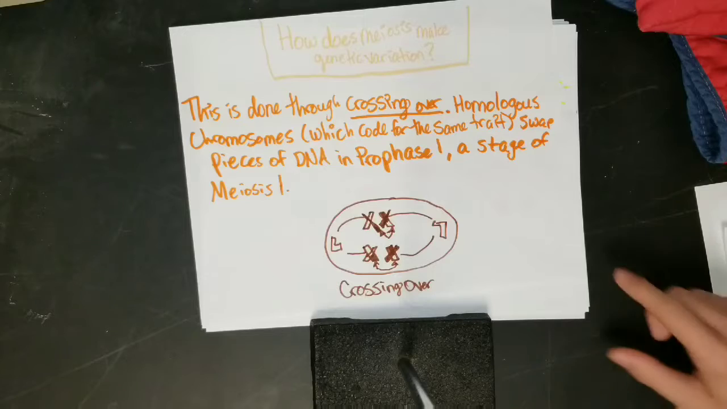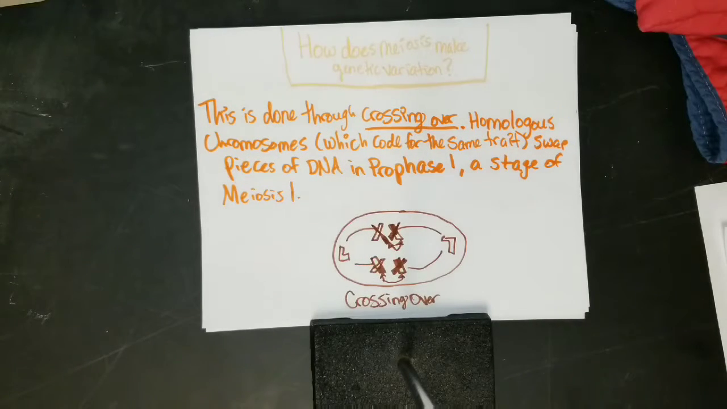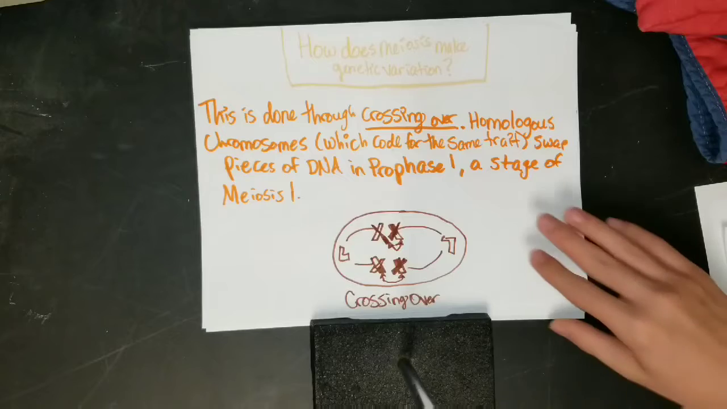So how does meiosis make genetic variation? This is achieved through crossing over. As you can see in this diagram, you have homologous chromosomes, or tetrads, as they are called after crossing over. They have exchanged a small part of DNA, as you see the dark chromosome has exchanged a piece with the light chromosome, and now they have different traits.